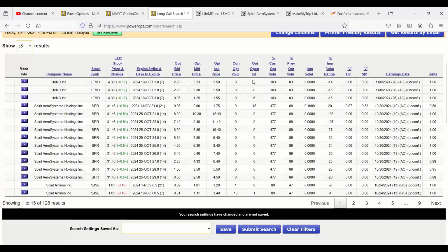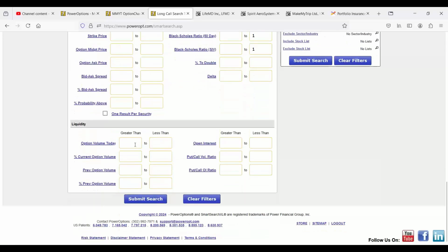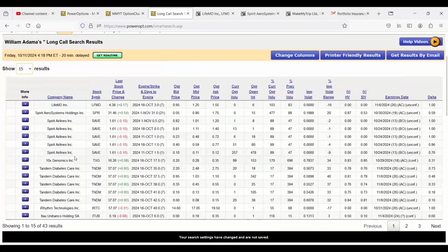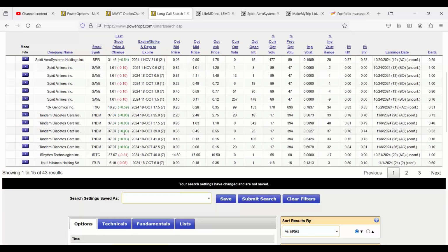But what do we know about these long calls? Ugh, they don't have any activity. That's expected. Let's add some volume in here. Let's add some open interest. I want to see some open interest of at least 0. And let's see if we could narrow down that list a little bit. Okay, Spirit there, Tandem. Let's take a look at Tandem Diabetes.